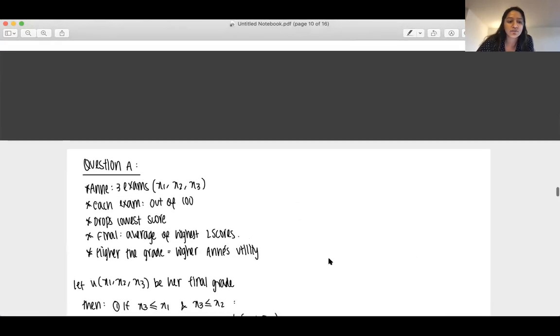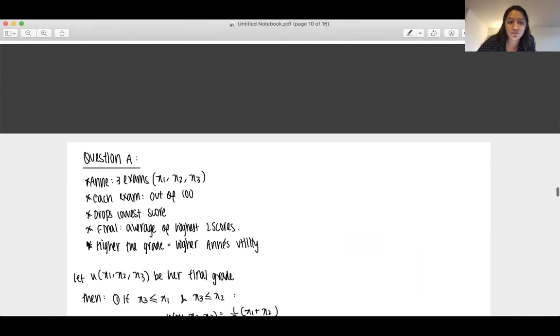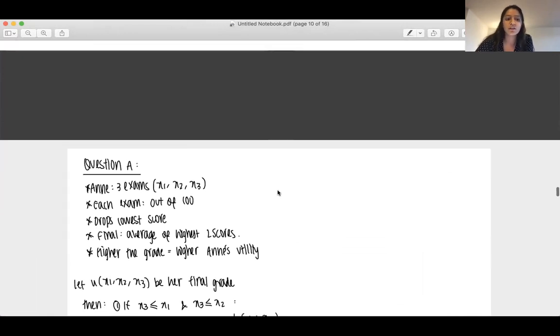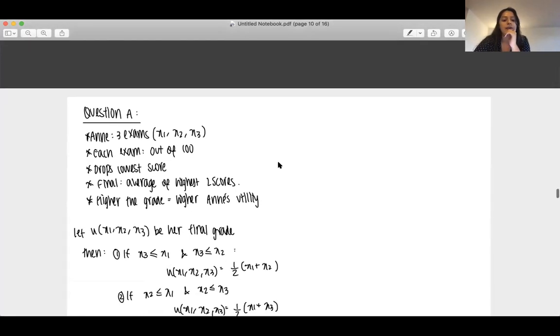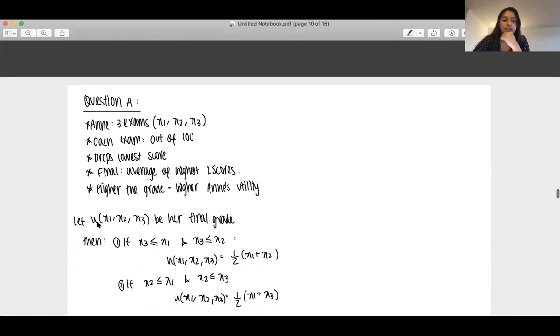What I like to do is just write a few notes from the question itself. So we know that Anne does 3 exams, and each exam is x1, x2, x3 respectively. Each exam is out of 100. And then the professor drops the lowest score, and her final grade is an average of the highest 2 scores. And the higher the grade is, the higher Anne's utility is. So basically what we're trying to do here is make sure that she gets the highest grade she can from the 3 exams that she's sat. So we say that the utility of x1, x2, and x3 is her final grade.